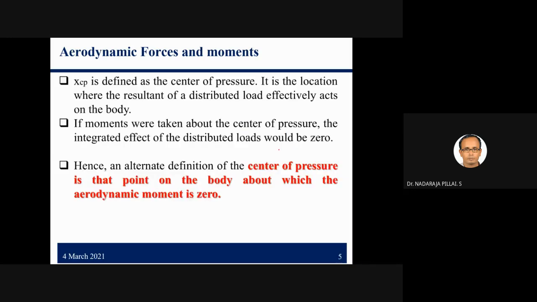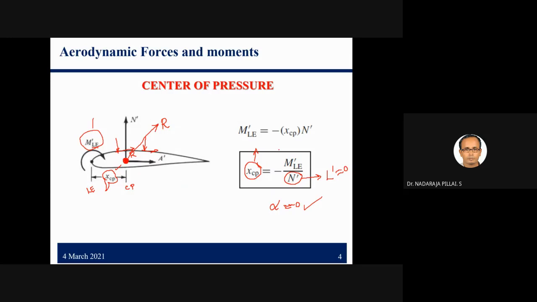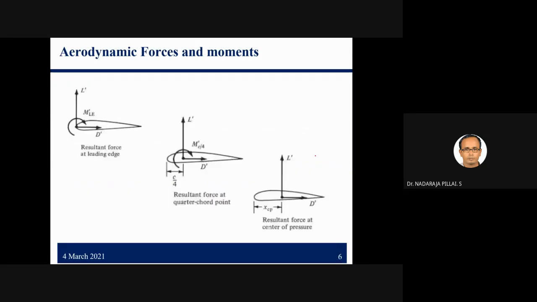Okay, so we know the points. Center of pressure is the point on the body about which the aerodynamic moment is 0, right? Now, how can we think about other cases? When L dash becomes 0, the location of XCP is here, and this moves to somewhere at infinity, right? Now, what about this case?